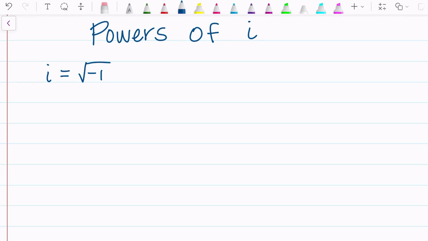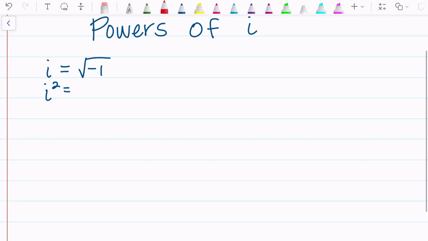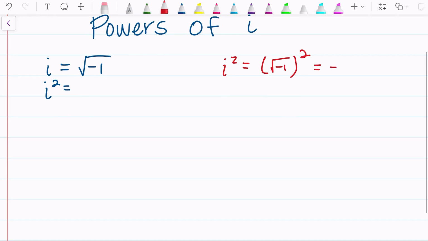So if I have i squared, what we're doing is taking the square root of -1 squared, right? If i is the square root of -1, then I'm just taking that and squaring it. Well, if you square a square root, those are inverse operations, you're left with just the inside. And so then i squared is going to be -1.